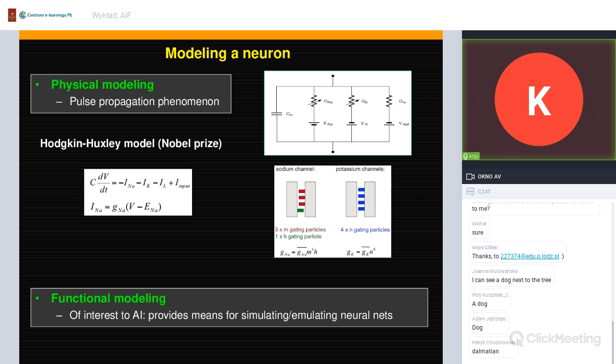So this is a slide just to show you, first, that there is a lot of research that has been made. The second thing, people got Nobel Prizes for this research. There are three Nobel Prizes for studies on a neuron.